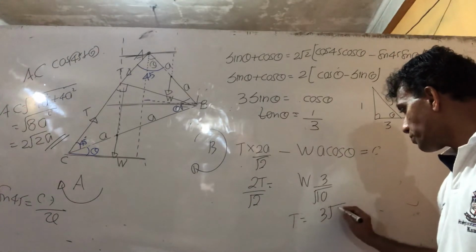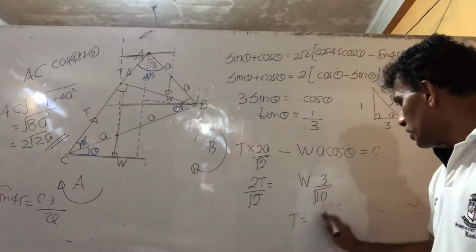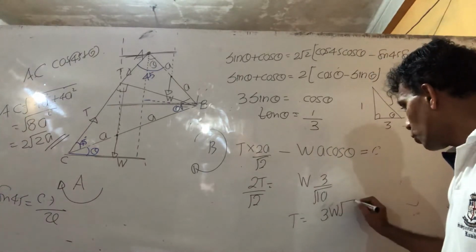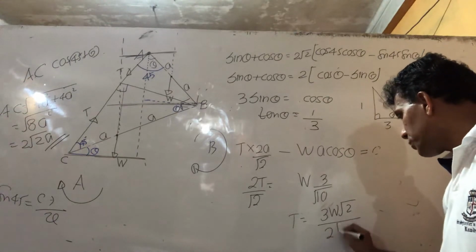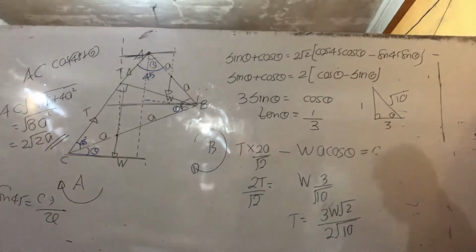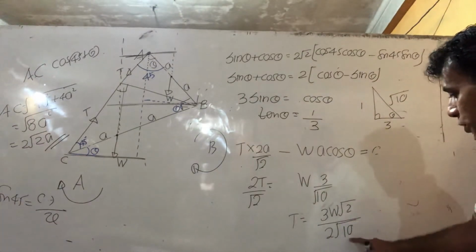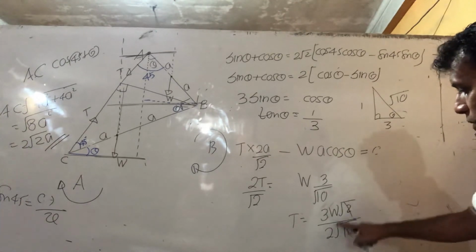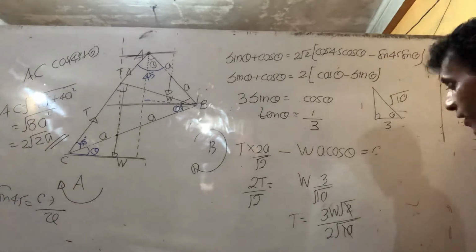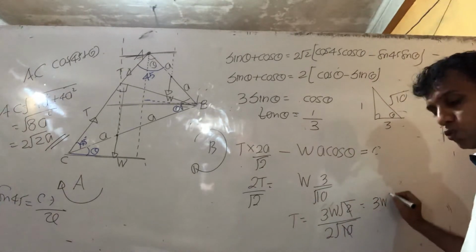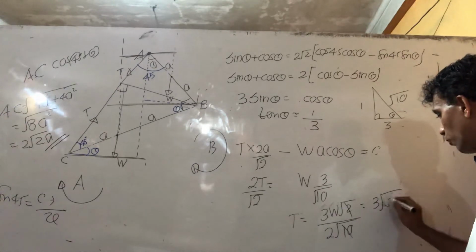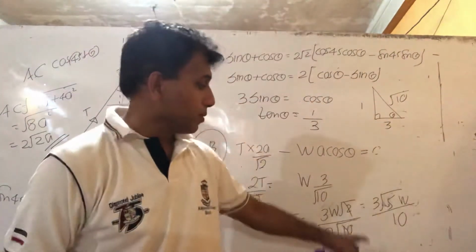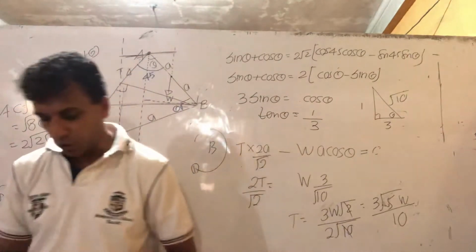How to simplify this problem? 3W into root 2 over 2 times root 10. Now you simplify this. If I multiply up and down by root 10, cut by root 2, here 5. Up and down, multiply by root 5, here 5 and here 2, so 5 times 2, 10, right? So 3W or 3 root 5 W over 10. That's the answer. You rationalize the denominator to get it simple, that is the pure maths part.